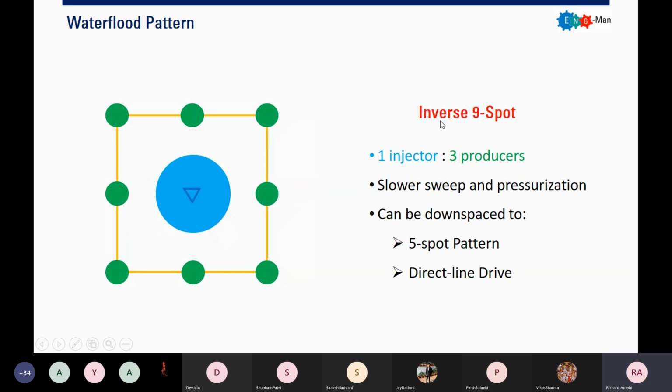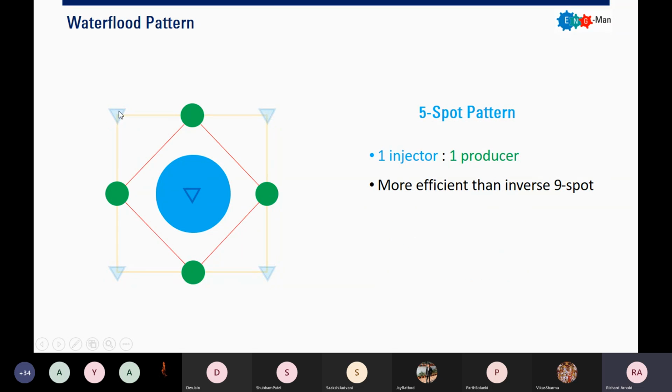But the good thing about inverse 9 spot is that it can be downspaced to either a 5 spot pattern or a direct line drive. In what way? In this one, we go from inverse 9 spot to 5 spot pattern. You can see this highlight. In this particular pattern, we will have 1 injector versus 1 producer. And of course, with 1 by 1, it will give you more efficient performance compared to inverse 9 spot.